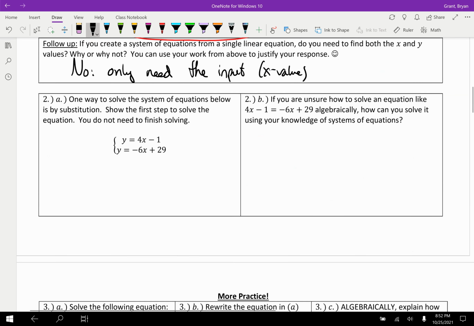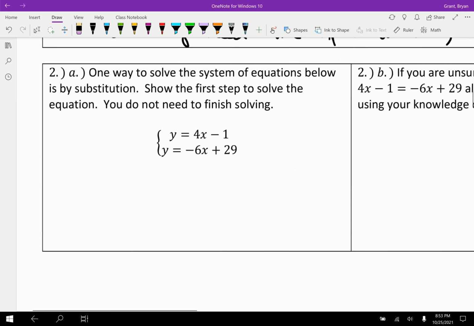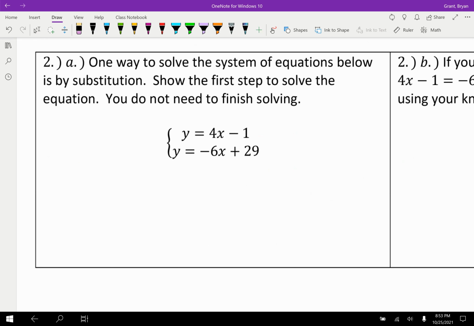All right, so just a friendly reminder. One way to solve this system of equations below is by substitution. So we're just going to show the first step to solve with substitution. You don't actually need to finish solving. Go ahead and try it.